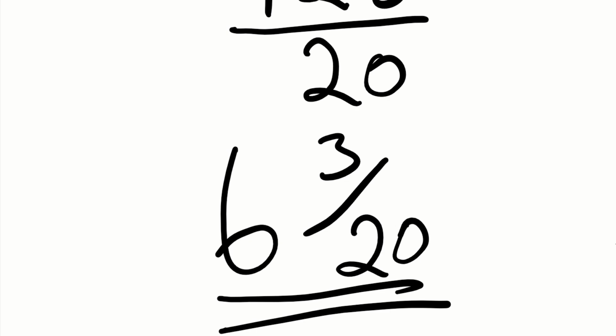So in this case, we call it what? Proper fraction. The fractional part of it is called a proper fraction, while the 6 is a whole number. So with this, we call it a day.